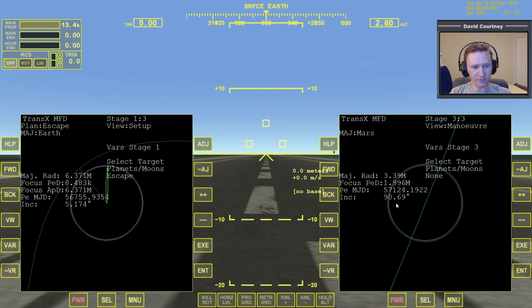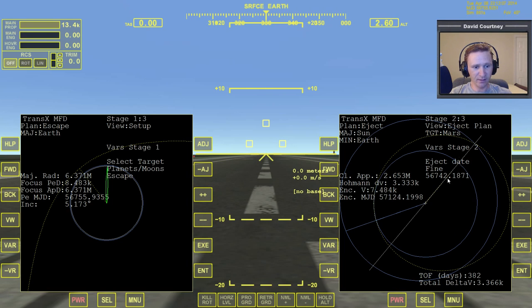So if we go forward on this side, we can see, if we look at the encounter, that we are actually hitting Mars on this launch date, which is 56742, which is actually just a few days ago.